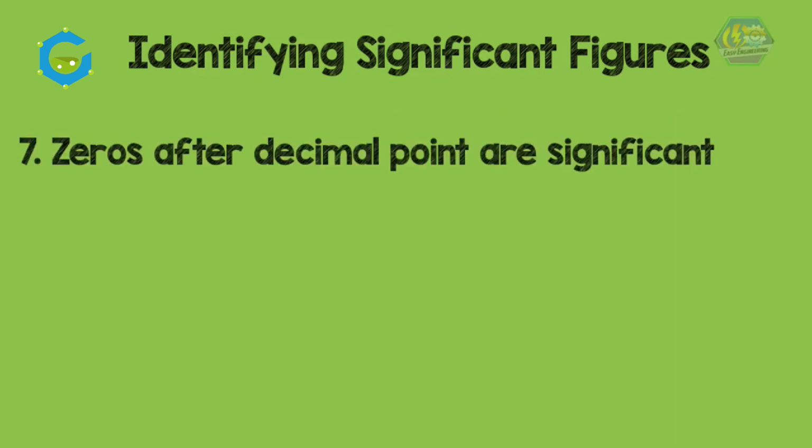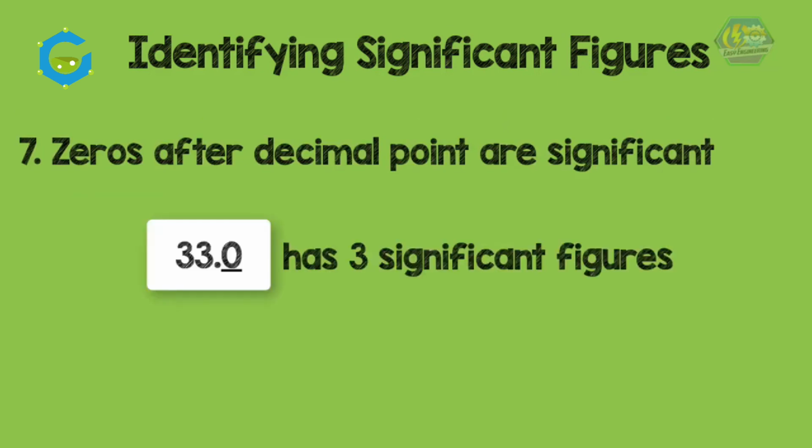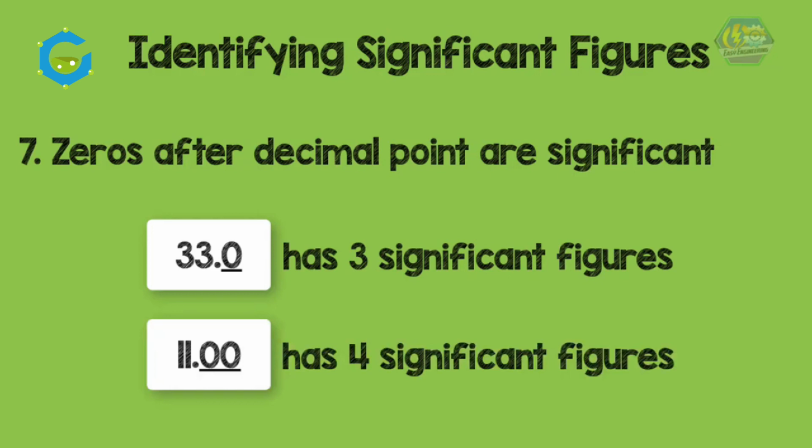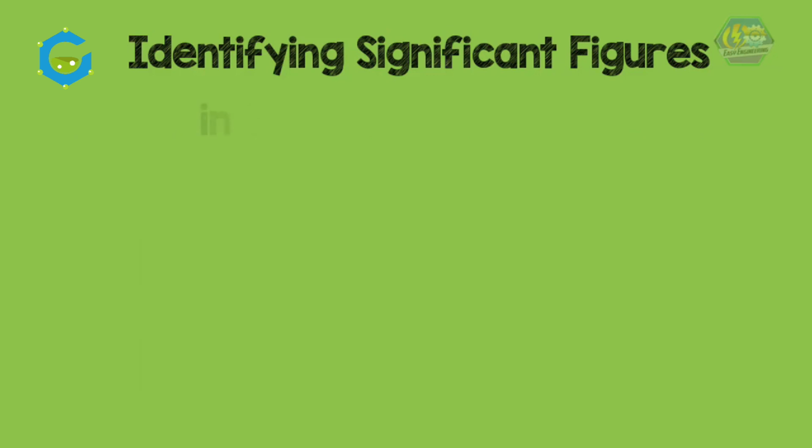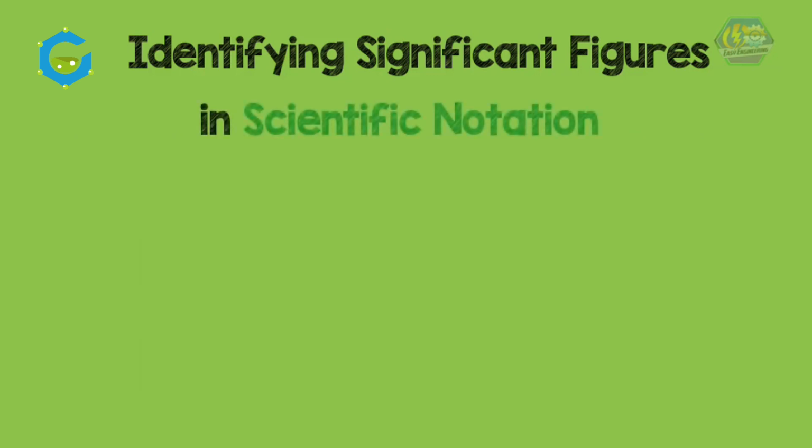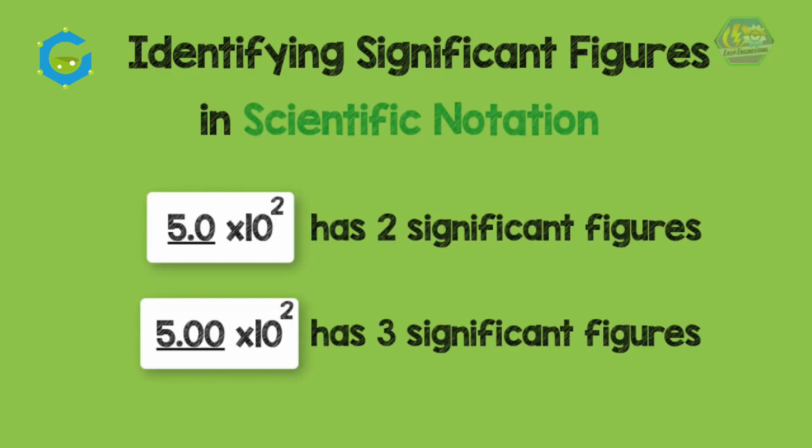Seventh rule. Zeros after the decimal point are significant. For example, 33.0 has 3 significant figures, and 11.00 has 4 significant figures. We can write it in scientific notation to change its number of significant figures, like you just need to write it in a manner that it can have a certain number of significant figures.